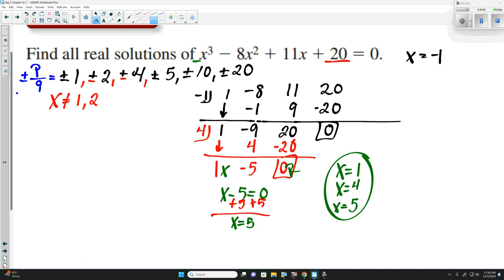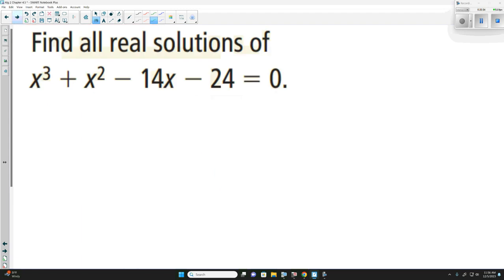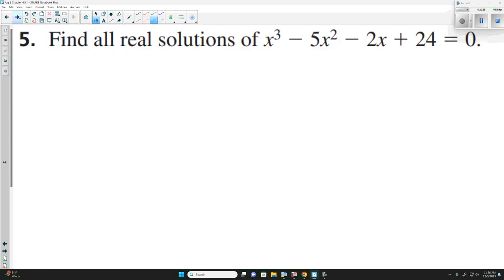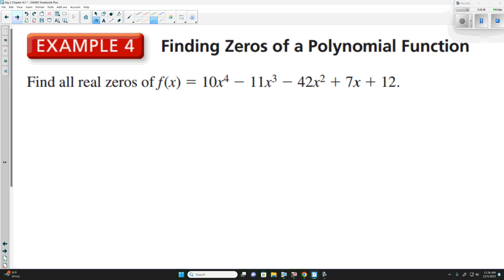Questions on this here? I'm going to skip the next two. I want to get to this one here, because I want to get to some zeros, rational zeros that aren't just purely integers.